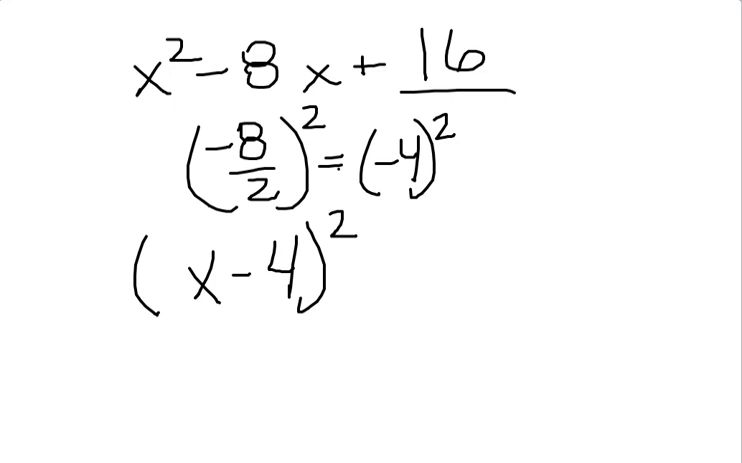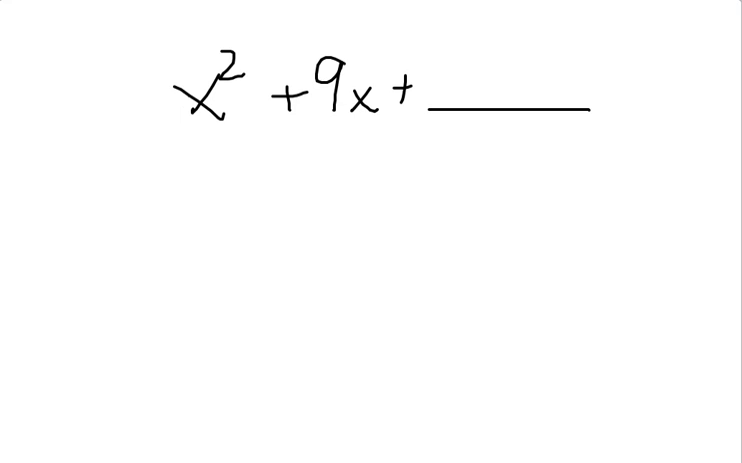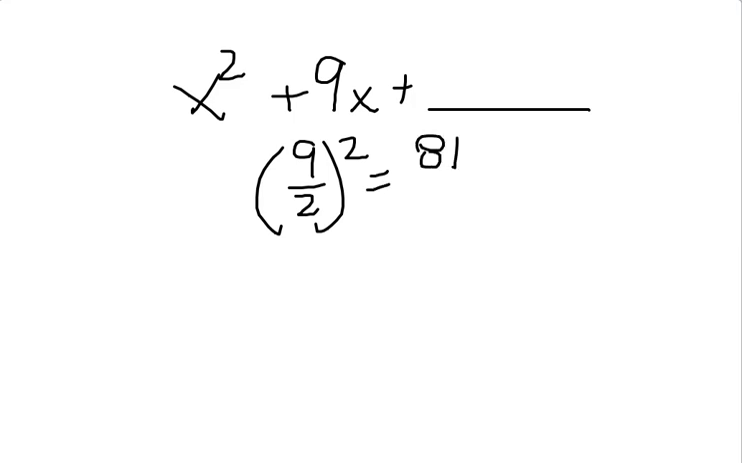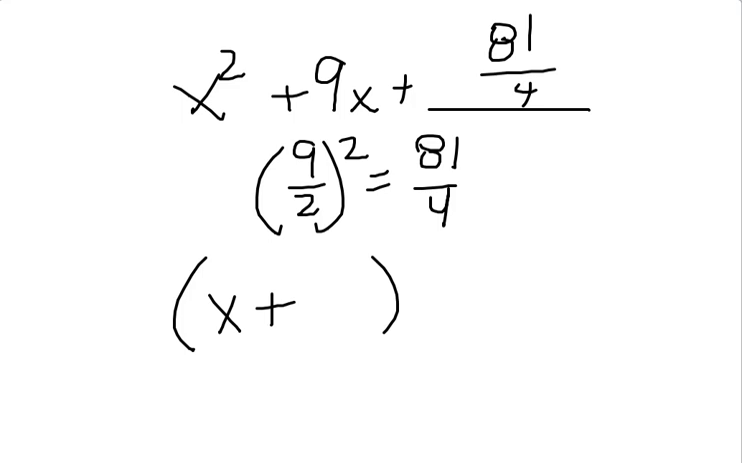Let's do another one. What if I have x squared plus 9x plus blank? What do I need to do to complete the square? Again, 9 divided by 2 squared. That gives me 81 over 4. And can you guess what this is going to be? x plus something squared. What's that something going to be? 9 over 2. Are you getting the hang of it?